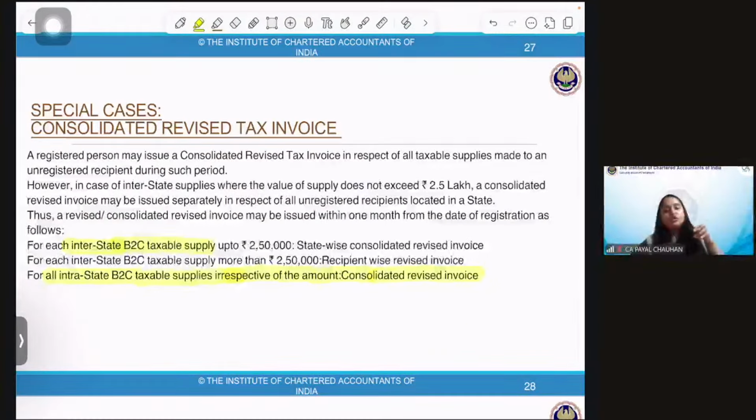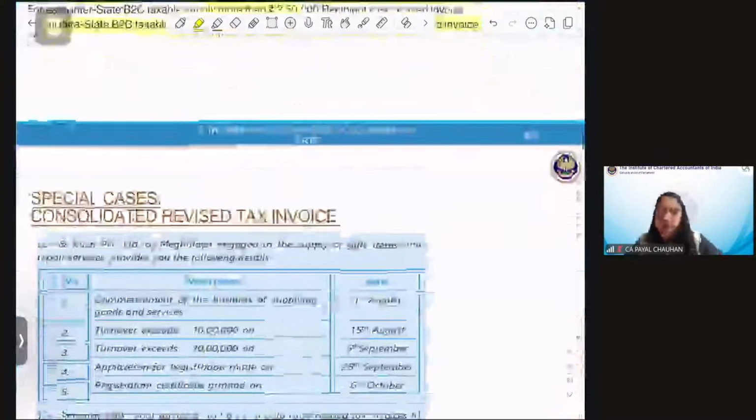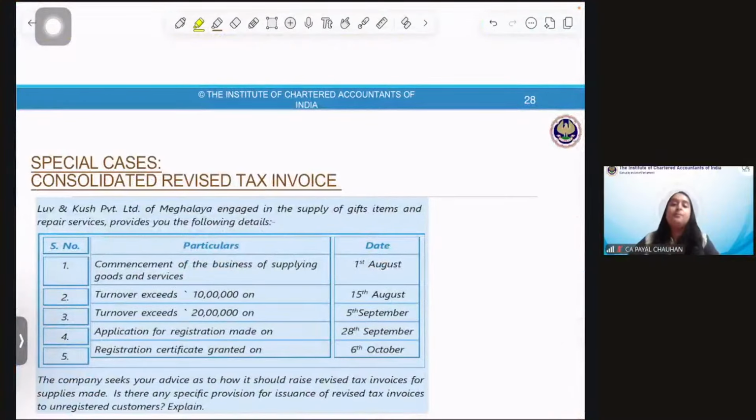Now, for all those interstate B2C transactions whose value is below 2,50,000 rupees, can I issue one common invoice? Yes, I can issue a consolidated revised invoice. Up to 2,50,000 rupees, I can issue a consolidated revised tax invoice. Did you people understand?